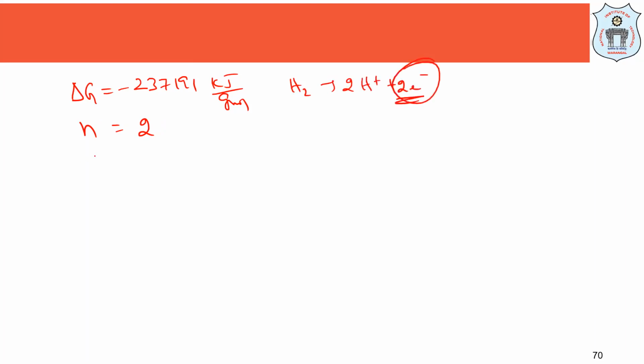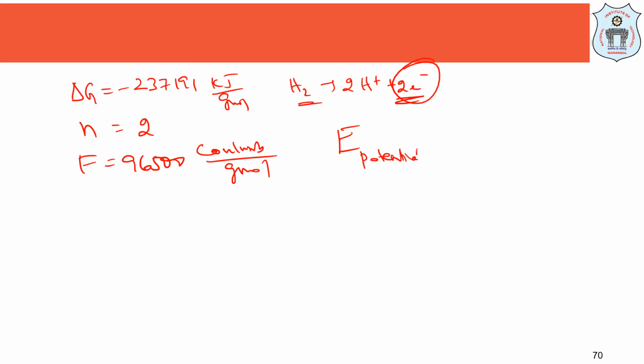We have calculated delta G, which is given as minus 237.191 kilojoules per gram mole. N value is 2 electrons. The number of electrons involved in H2: 2H plus plus 2 electrons is passing, right? So that is a 2 electron reaction for a hydrogen fuel cell. F value we know, 96,500 coulomb per gram mole. So we can find out the theoretical potential of the cell possible, in volts.